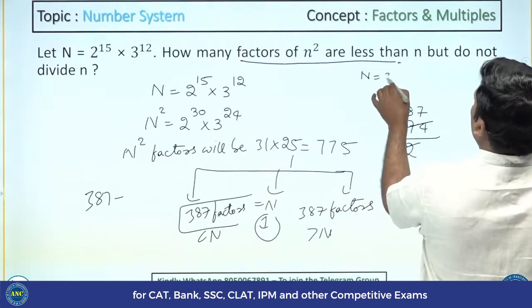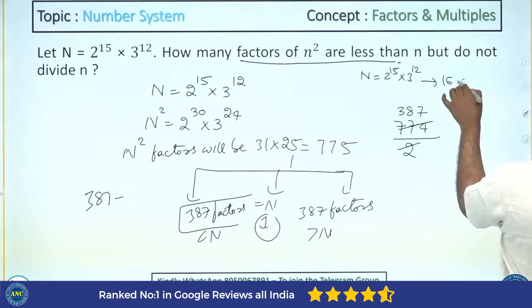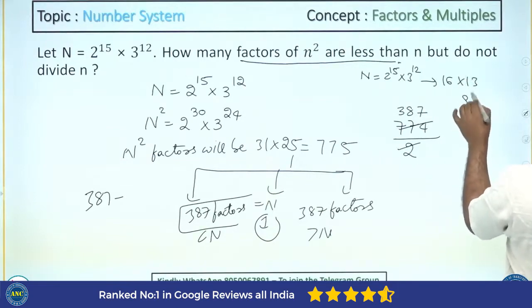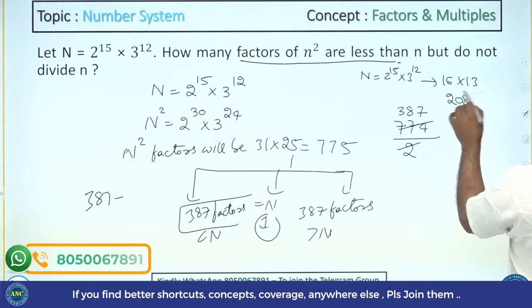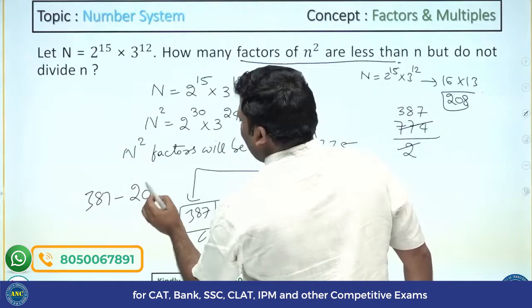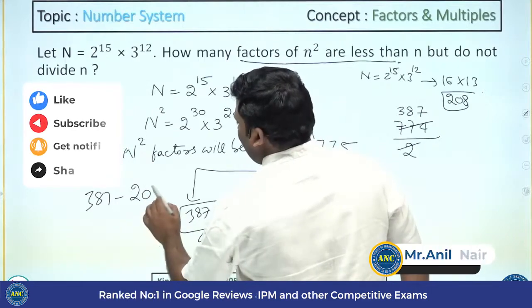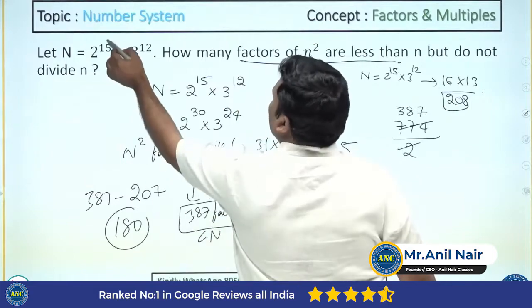N is 2 power 15 into 3 power 12. Factors will be 16 into 13, which is 208. One number will be the given number itself, so minus 1 gives 207. The answer is 387 minus 207, which is 180.